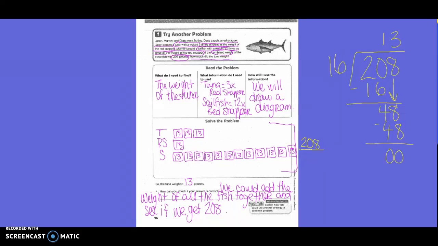So the tuna weighed, was it 13 pounds? No. Because how many boxes are there for the tuna? 3. There's 3. So we'd have to take 13 times 3, right? So 3 times 3 is 9. 3 times 1 is 3. So the tuna actually weighed 39 pounds. Then how can you check your answer to see if it's correct? We could add the weight of all the fish together and see if we get 208.